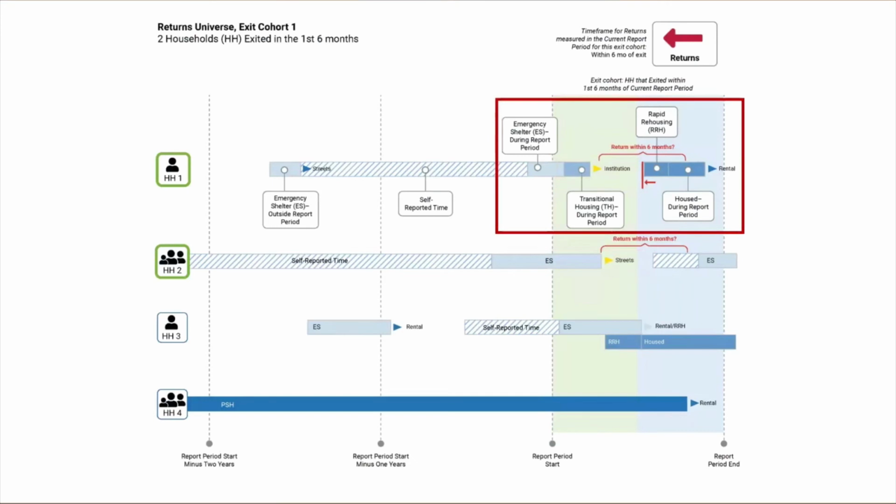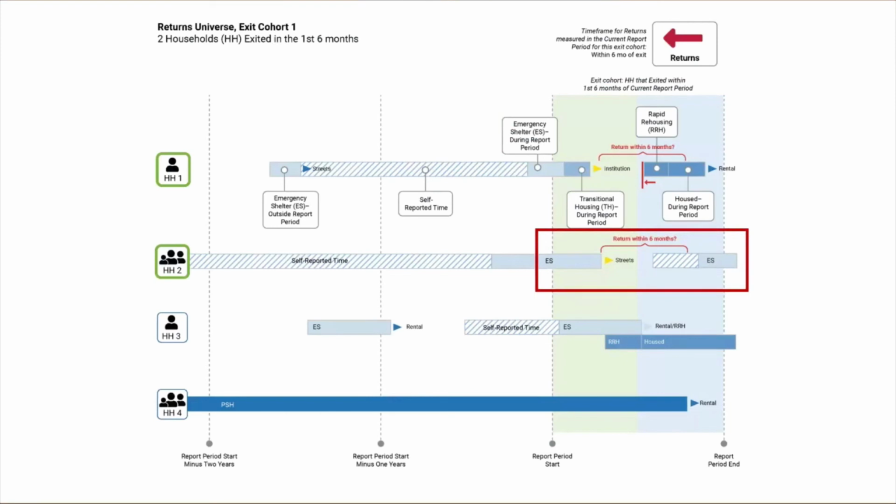After exiting the homeless system from a transitional housing project, Household 1 returned to the homeless system by enrolling in a rapid rehousing project, as indicated by the red vertical line. Because this return was within 6 months of the household exit, it will be counted in this returns measure.